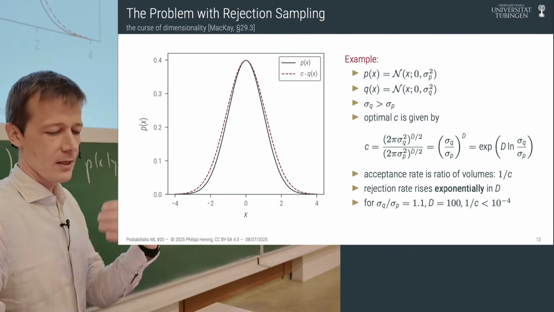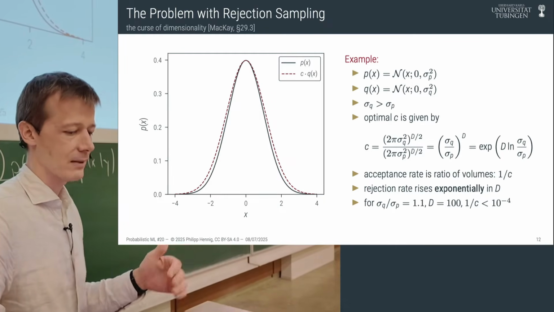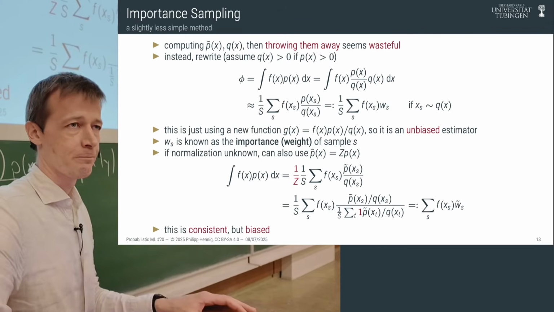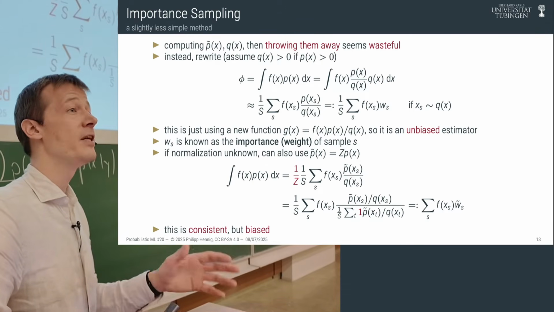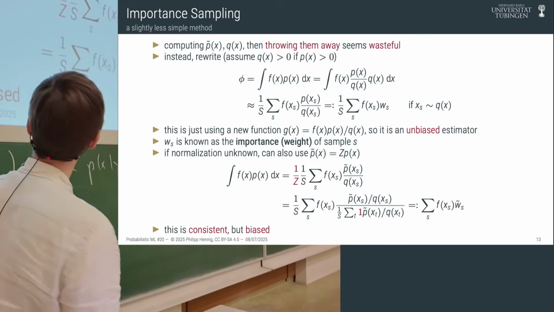Okay, so importance sampling is a method of doing basically the same thing as rejection sampling, but without rejecting. You keep all the samples and you reweigh them. So the idea is the following. Here's a nice short argument.